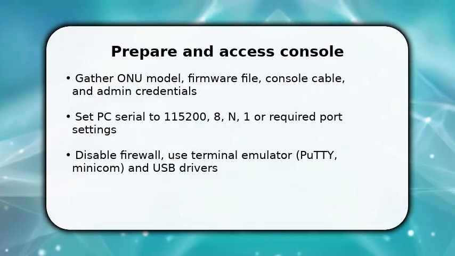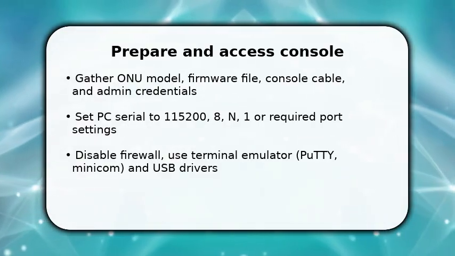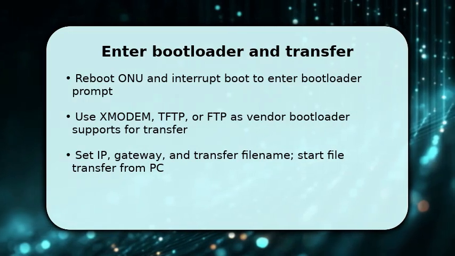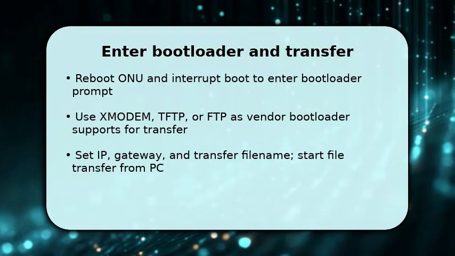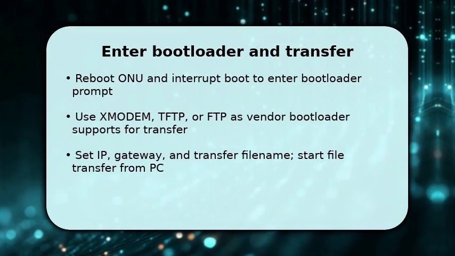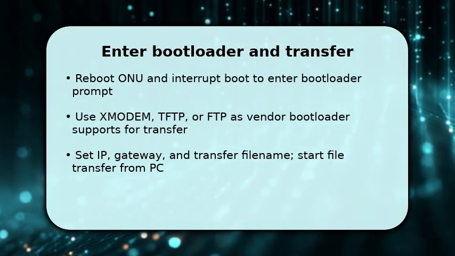Make sure the firmware file is on your PC and that you have a stable power source for the ONU. You need to interrupt the boot sequence to drop into the bootloader prompt, typically by pressing a key shown during startup. Once in, configure network parameters or serial transfer settings. This is why you set a static IP and gateway earlier.